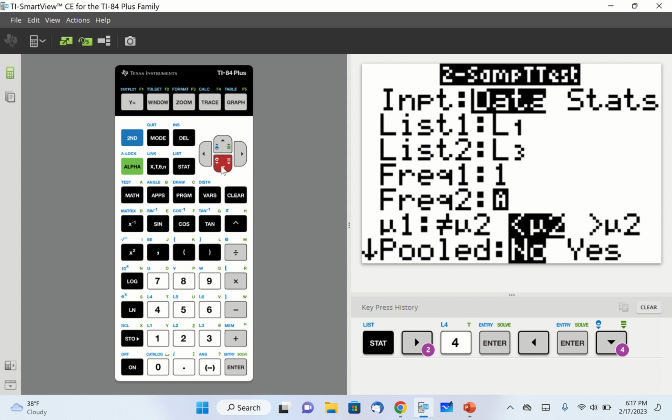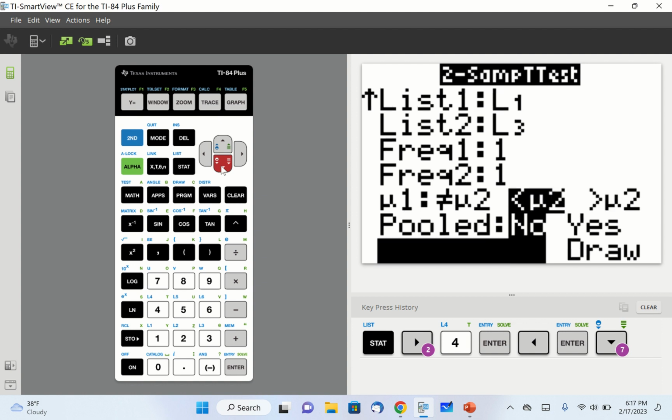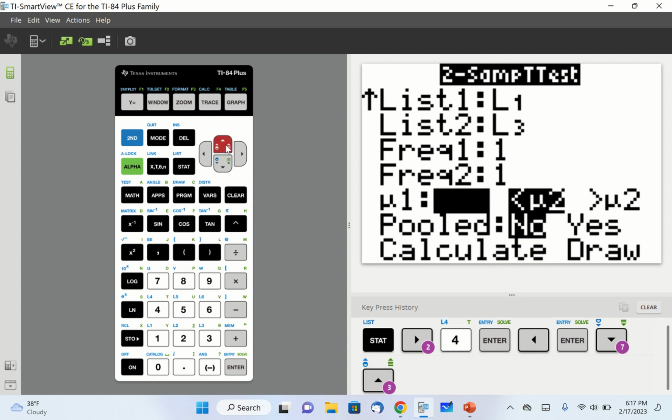So you come down then to the direction of the test, which is given by the alternative hypothesis. Select the direction, come down to pooled, and we will say no under the assumption that the population variances are not equal. So pooled yes would mean that they are equal, but we will assume that they are not. Come down to calculate and hit calculate, or you are also able to draw the graph for the problem. Okay, let's go back up.